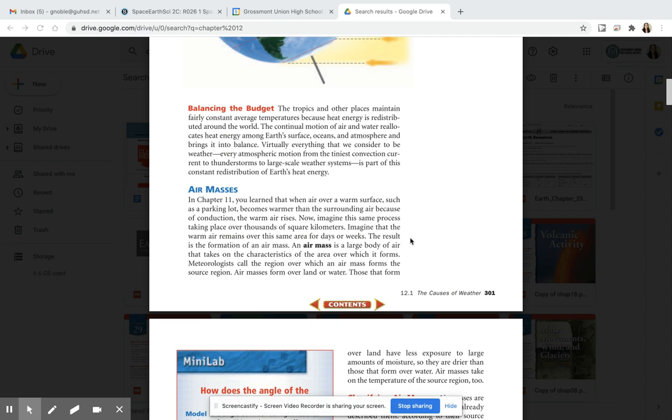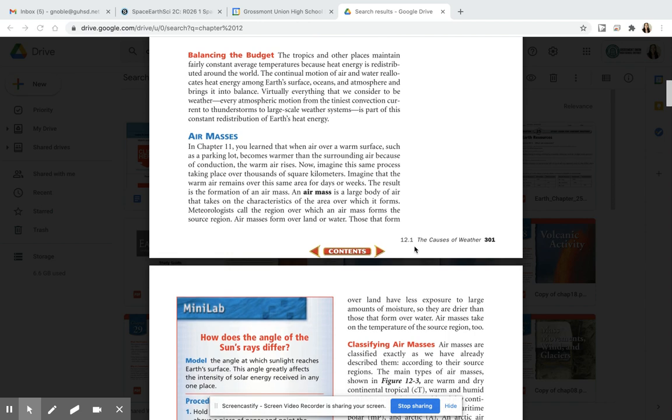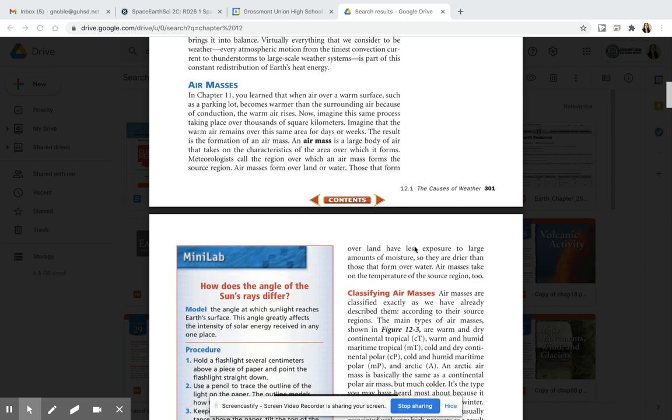Imagine that the air remains over the same area for days or weeks. The result is the formation of an air mass. An air mass is a large body of air that takes on the characteristics of the area over which it forms. Meteorologists call the region over which an air mass forms the source region.